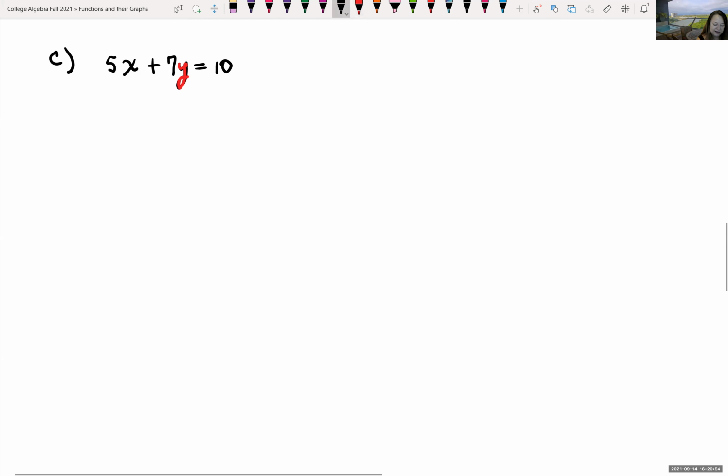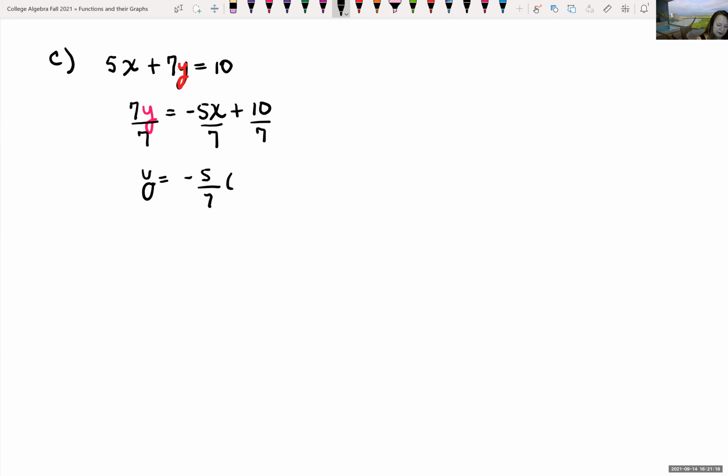Let's subtract 5x on both sides. We would get 7y is equal to negative 5x plus 10. I could go through and divide everything through by 7, so every single term by 7. So I get y is equal to negative 5/7 times x plus 10/7.